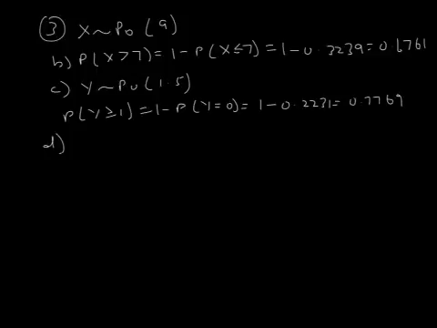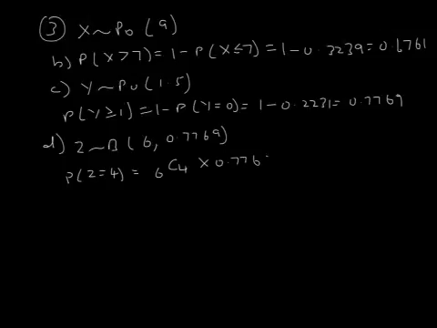Then in part D, we've got back to a binomial distribution using the result we got in part C. We've got 6 months, and the probability that in any 1 month there's at least one accident is 0.7769. So we want the probability that Z equals 4, so that's 6C4 multiplied by the probability of 4 successes and the probability of 2 failures, and that works out to be 0.2719.